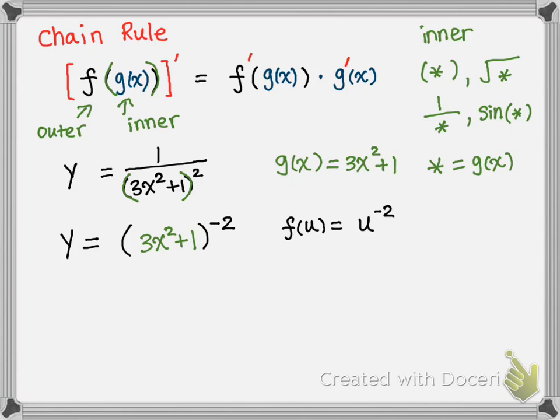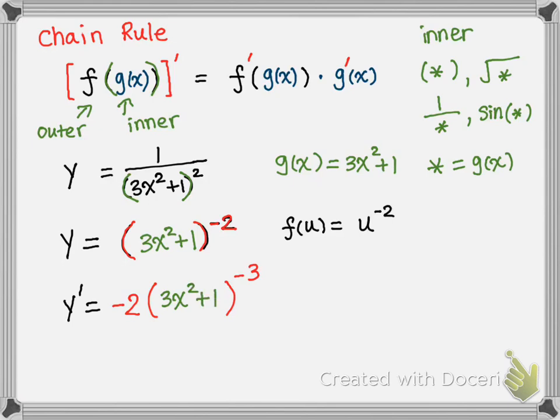So now, the derivative of y: it tells us to take the derivative of the outer function. So the outer function here is something raised to the negative 2 power. So we take down the power, negative 2. We raise it to the power decreased by 1, so negative 3. And the chain rule tells us to keep whatever function is inside the same. So it's 3x squared plus 1.